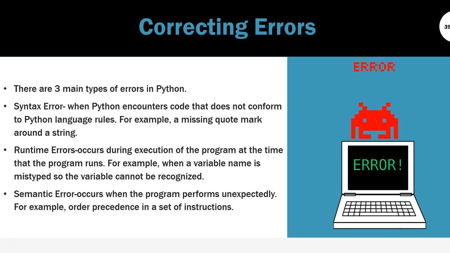And a semantic error occurs when the program performs unexpectedly. For example, you didn't assign the variable until the end, but you tried to print it out beforehand. Something like that. You get my meaning. It has to do with the order in which the instructions are written in your code.